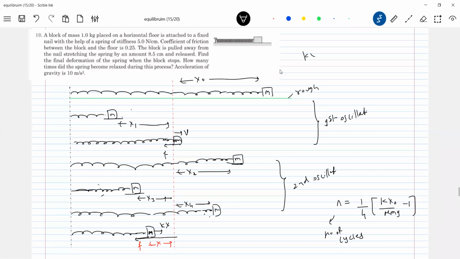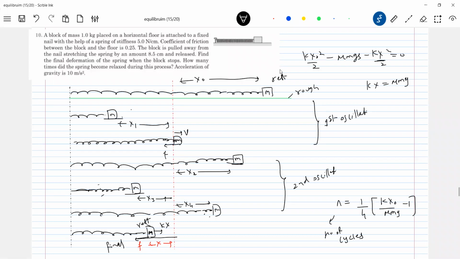So kx naught square by 2 should be equal to mu mg S minus kx square by 2. And what is kx? kx should be equal to mu mg, because finally it has come to rest. I'm applying the work-energy theorem. And what is mu mg S? Total distance covered, from the initial position to the final. That is what S is here.